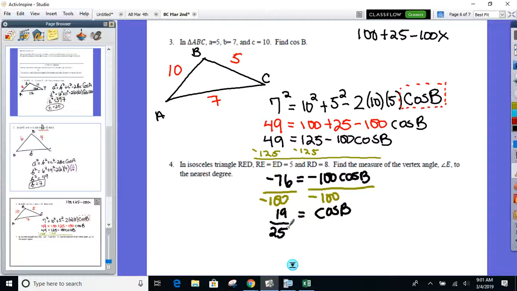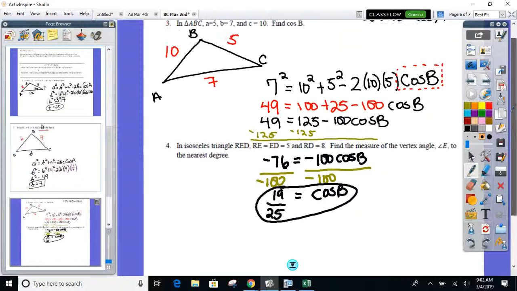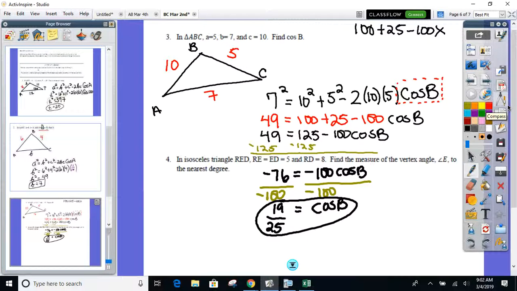What did I ask you for at the beginning? Cosine B. I solved for it. There's nowhere else to go. Done. Whew. Anything? I'm going to go one step more here.